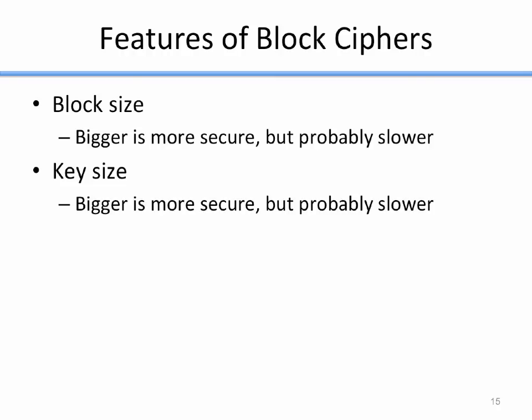So now AES seems to have a pretty good balance for the current days. A block size of 128 bits and a variable key size between 128 and 256 bits. A 128-bit key size for AES is more than enough for most people, but if you're really, really paranoid, you could use 256.